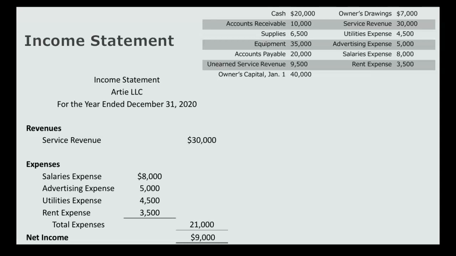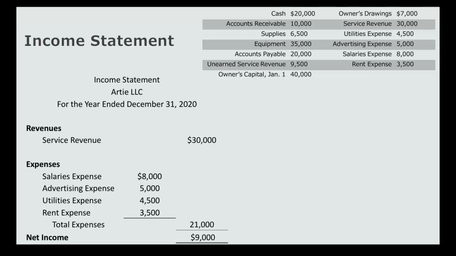So if we would have had, let's say, $31,000 in total expenses, we would have had more expenses than we did revenue. In that case, we would have a net loss. But here, since our revenues are greater than our expenses, we have a net income. So that's going to be our first financial statement, is the income statement.